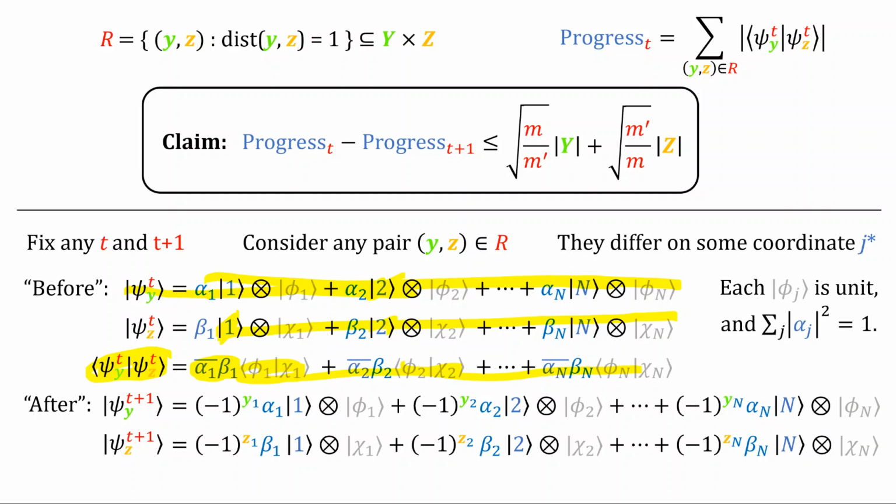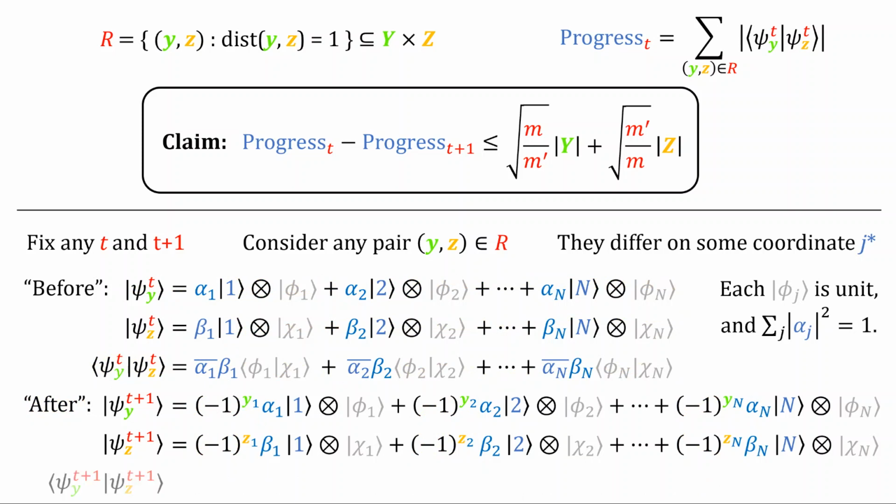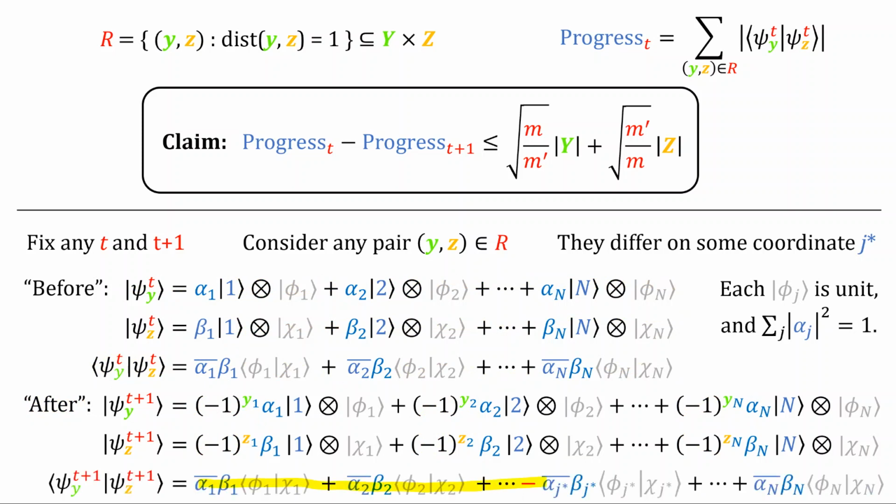but what we're going to claim is that the thing you get in the after case is not very different. So let's look at the after case, and as I mentioned, all of these signs are the same, except in the case of j star, where they're different. So in particular, the inner product will look similar, and all these same signs will cancel out, except in the j star case. So what that means is the inner product here looks extremely similar to the inner product here. In fact, it's completely the same except for the j star-th term, the term corresponding to the coordinate where little y and little j are different. And there you'll get a minus sign.